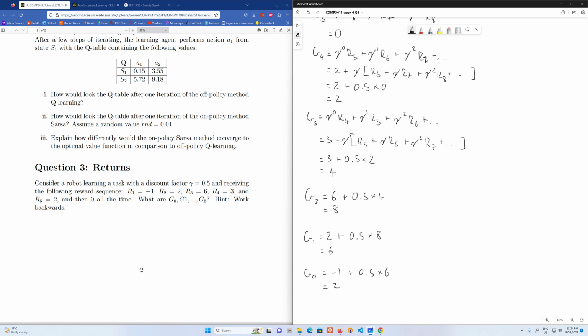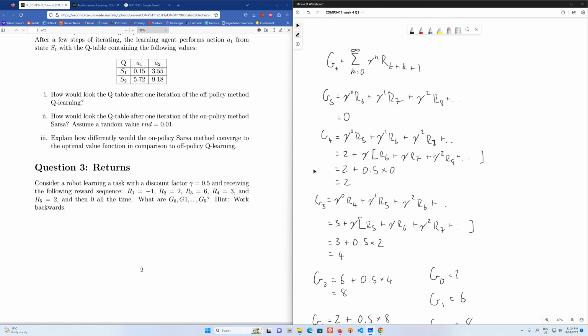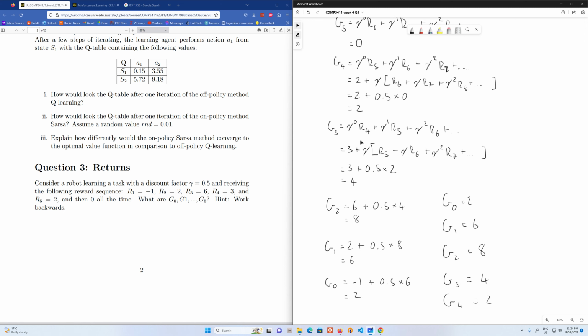Let's write it over here. G0 is equal to 2. G1 is equal to 6. G2, 8. G3, 4. G4, 2. And G5 is 0.